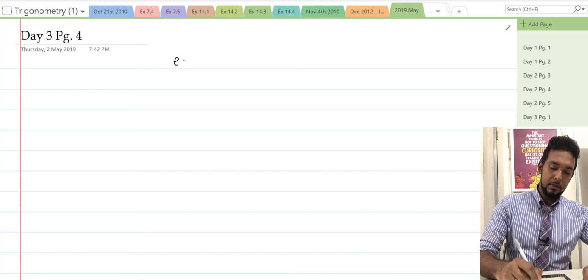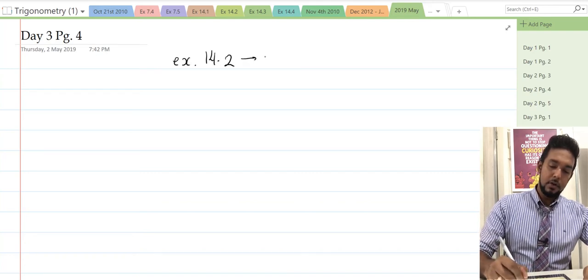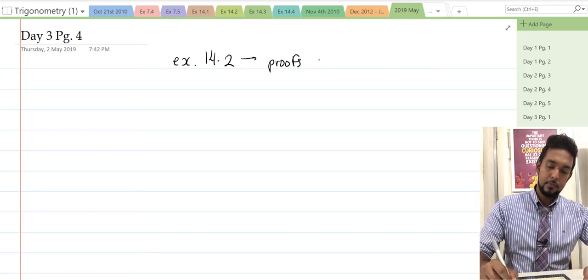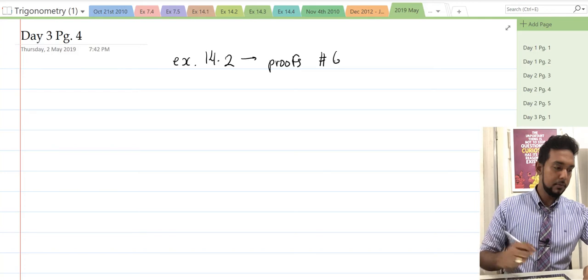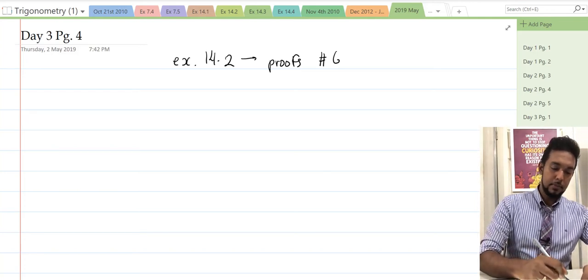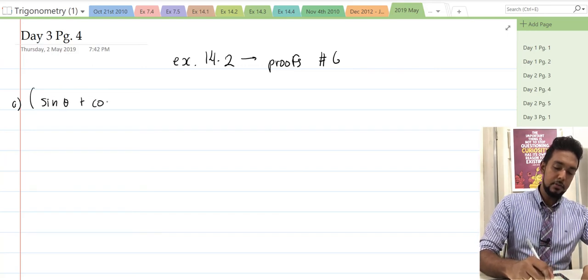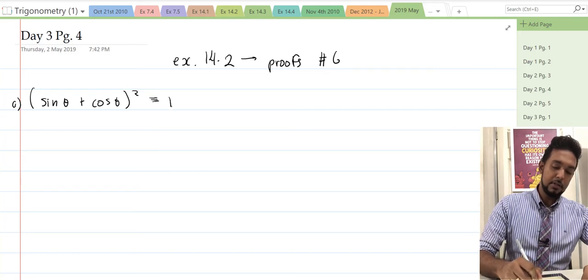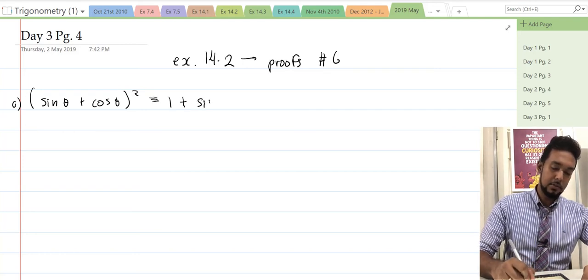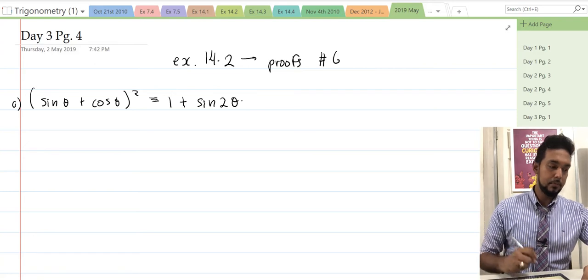Okay, so once again, we are still in exercise 14.2. I'm going to try some of these proofs. All right, number 6, part A. We have sine theta plus cos theta squared is identical to 1 plus sine 2 theta.